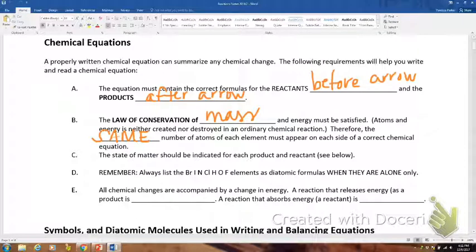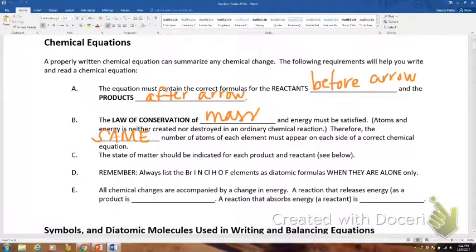So if I start with 4 carbon, after my reaction is complete, I need to end with 4 carbon. They're not necessarily still together as 4 carbon. They may be in different arrangements, but I have to start with 4 and end with 4. Same thing with mass. If I start with 15 grams of reactant, I need to end with 15 grams of product. Okay. When we're writing a chemical equation, the states of matter should be indicated for each product and reactant, and we'll look at that in just a second.